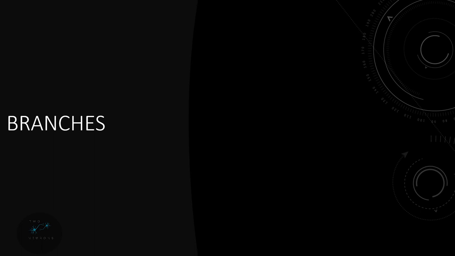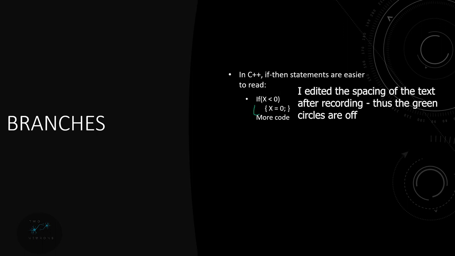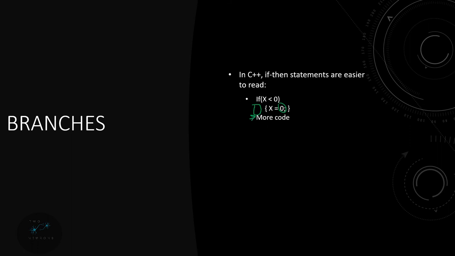I honestly find reading branches in C++ to be much easier than working in Blueprint, because here we have these curly brackets around our statement, and then we have this thing that says more code. I couldn't think of an example code to write here. So what this tells me is that if x is less than 0, thinking about clamps here, I am going to set x to be 0. So let's say health is less than 0, set health to 0, and then do this code here.